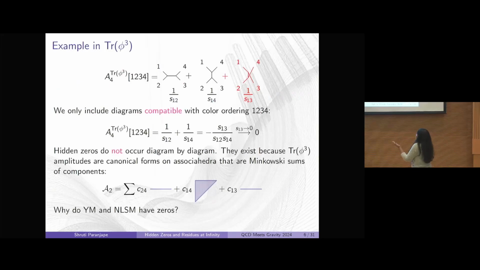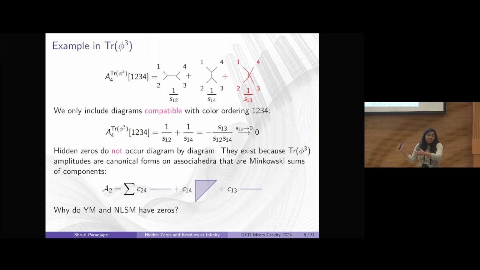Okay. So trace phi cubed is the most friendly theory I can think of where you can see these zeros. So this is the trace phi cubed amplitude for the ordering 1, 2, 3, 4. And you can see when I add the two contributions up, there's a numerator. The numerator is exactly S13, so sending it to 0 gives you 0. And if you speak associahedron, then the reason this occurs is because you can write the associahedron, for example, the 5-point associahedron, in terms of these Minkowski sums. And every time you hit a Minkowski sum component that is one dimension lower, you get a 0. So you can actually read off the presence of zeros just from this equation over here.